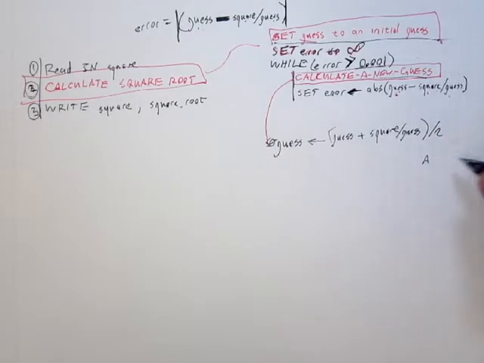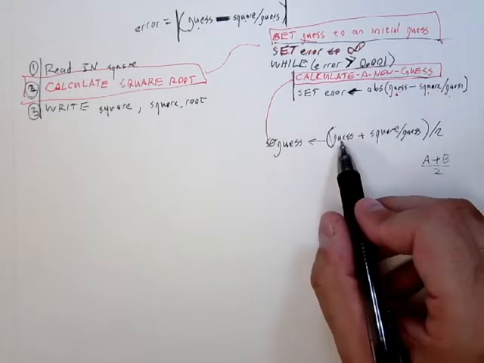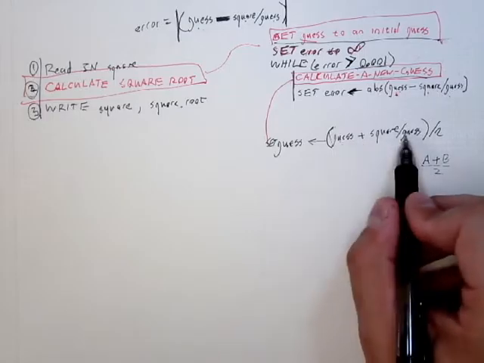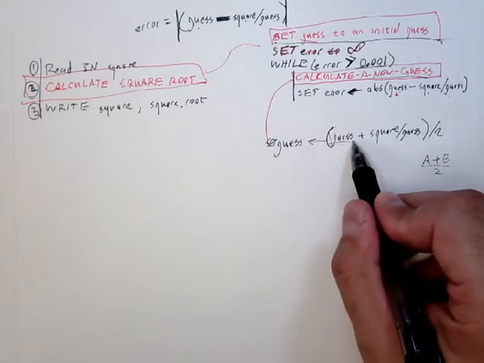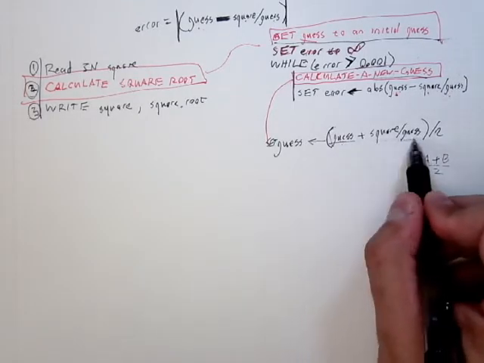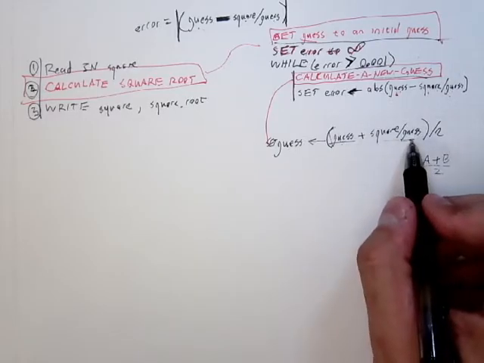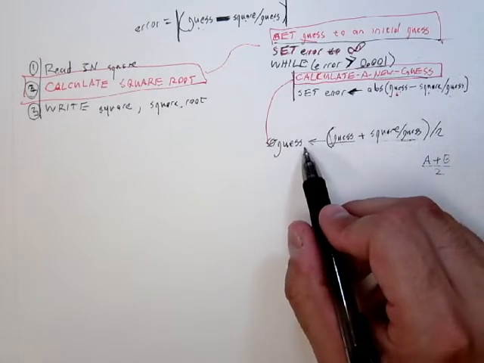So generally halfway in between a and b is going to be a plus b over 2, right? That'll get you halfway in between those two numbers. You can kind of work that out. So this guess is halfway in between my guess, which is maybe an overestimate, and square over guess, which would be an underestimate, or vice versa, right? So hopefully this guess is a little bit closer to the truth.